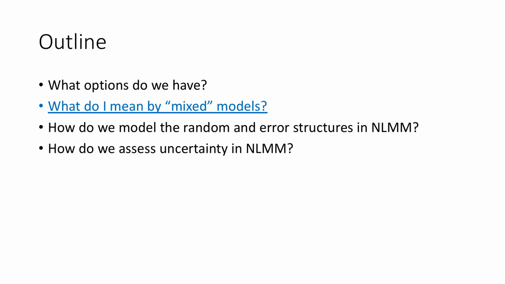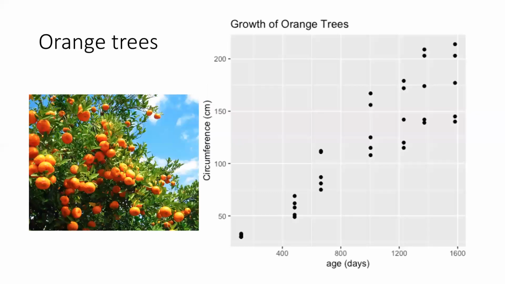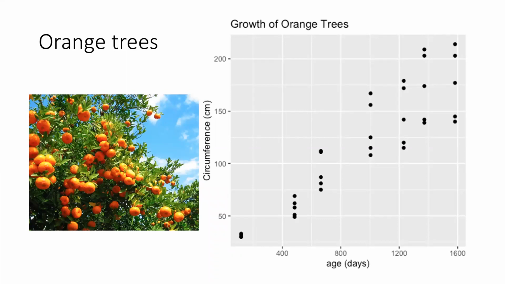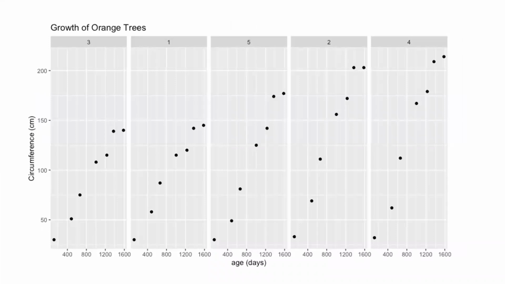And today, now I'm going to talk about this mixed part that I mentioned last time. So last time we talked about the growth of orange trees and how you might have a relationship between circumference and age in days. But what I didn't mention last time, but I hinted at the end, was that these are actually different trees that we're looking at. They're individual trees that have this relationship between circumference and days. And last time I ignored this structure on purpose to keep it simple.